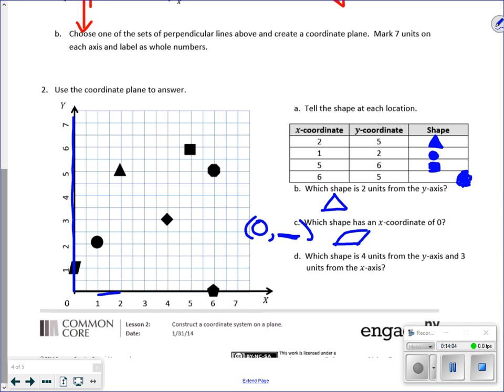I may not even have to worry about the second part. 4 units away from the Y. 4 units away from the Y-axis. This is the Y-axis, yes? Here's the Y. What shape is 4 away from the Y?